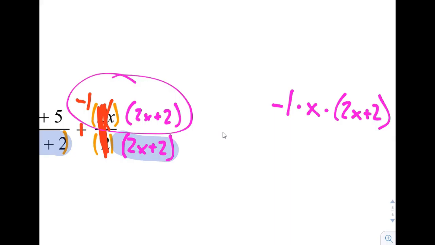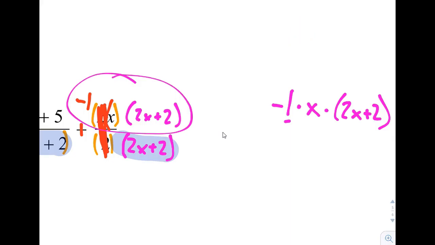We have 3 chunks times each other. And when that happens, it's almost as if you were doing something like 2 times 3 times 3. You have the option to do the first 2 first and then multiply by the second one after that. So if I were doing this problem, I might do 2 times 3 is 6, and then 6 times 3 is 18. So I would do this in 2 steps. And in the same way, we're going to do this one in a couple steps.